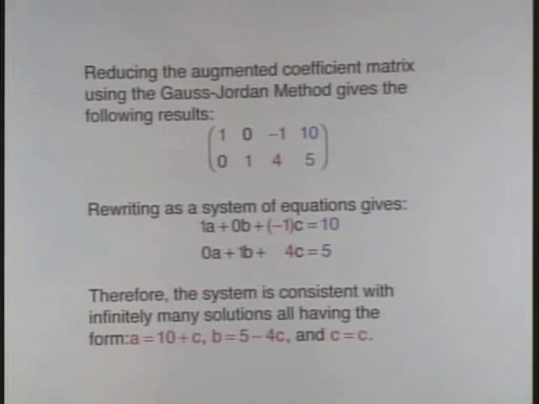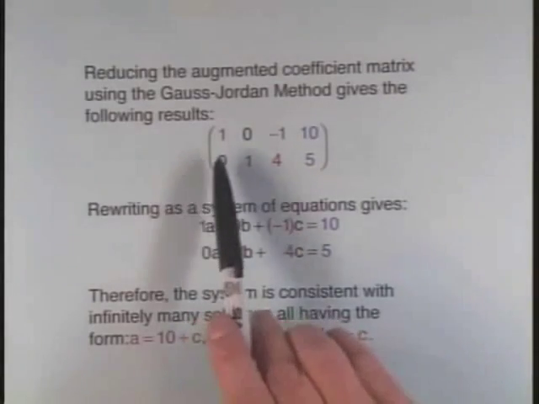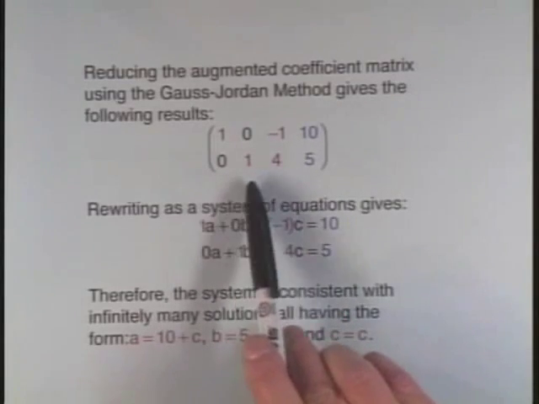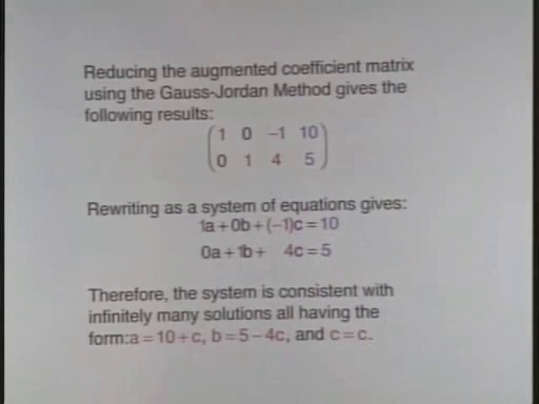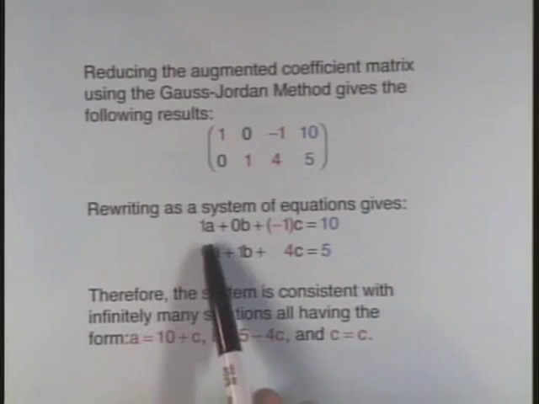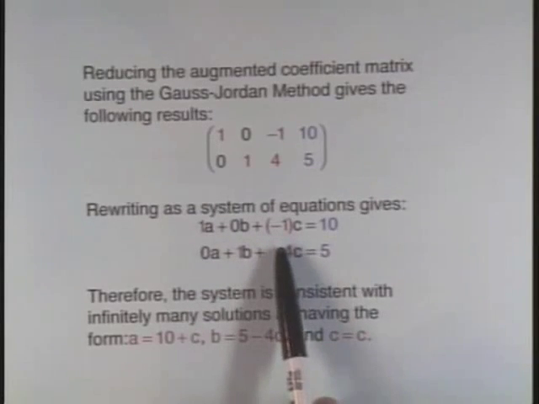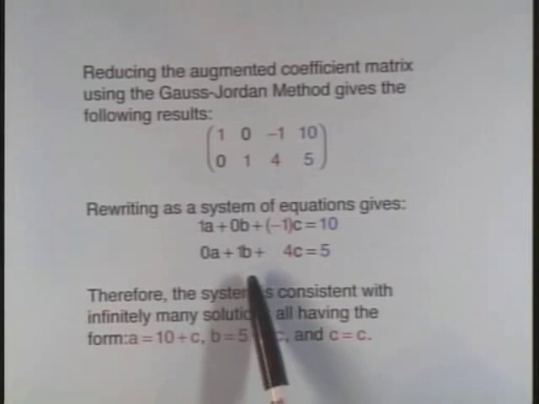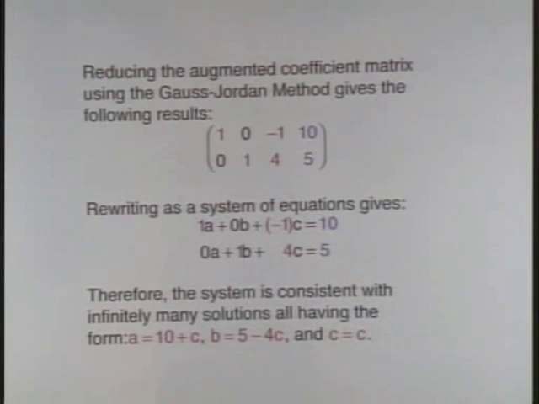Reducing the augmented coefficient matrix using the Gauss-Jordan method results in the following equivalent matrix. Row 1 is 1, 0, negative 1, 10. Row 2 is 0, 1, 4, 5. Rewriting as a system of equations gives 1 times A plus 0 times B plus negative 1 times C equals 10. 0 times A plus 1 times B plus 4 times C equals 5. Therefore, the system is consistent with infinitely many solutions, all having the form A equals 10 plus C, B equals 5 minus 4C, and C equals C.